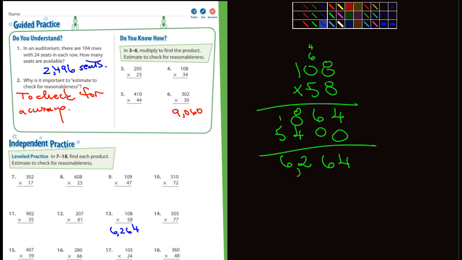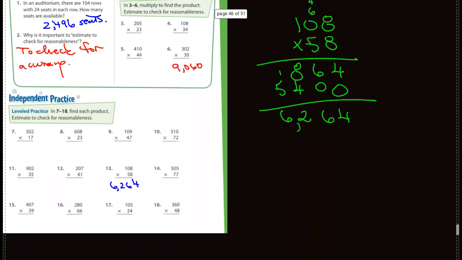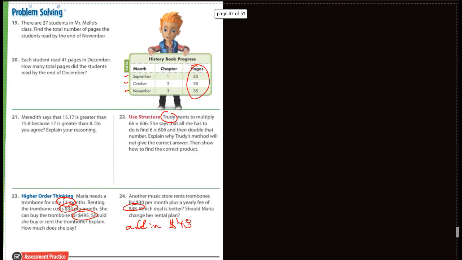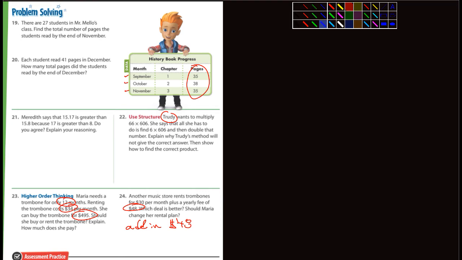Let's go to the next page. Problem solving. Down below you can see I already had some notes again from the previous recording, but let's look at a couple of these here. Number 27, there's 27 students in Mr. Mello's class. Find the total number of pages the students read by the end of November.